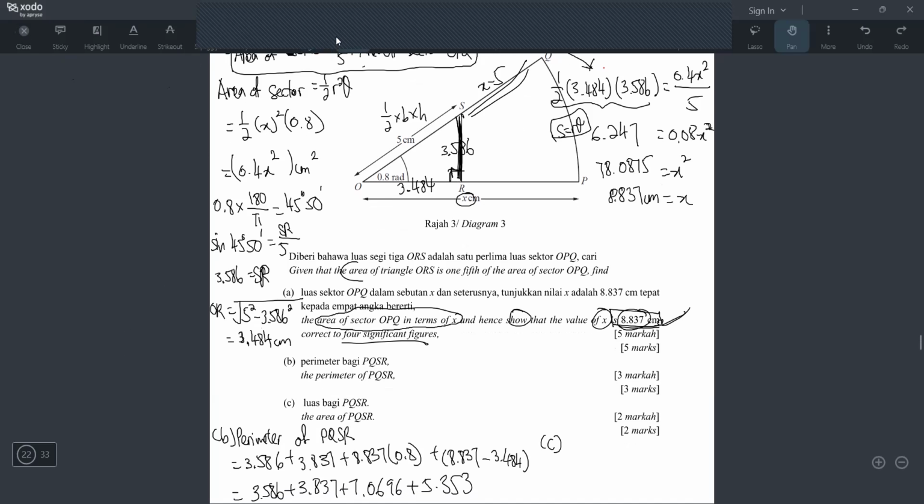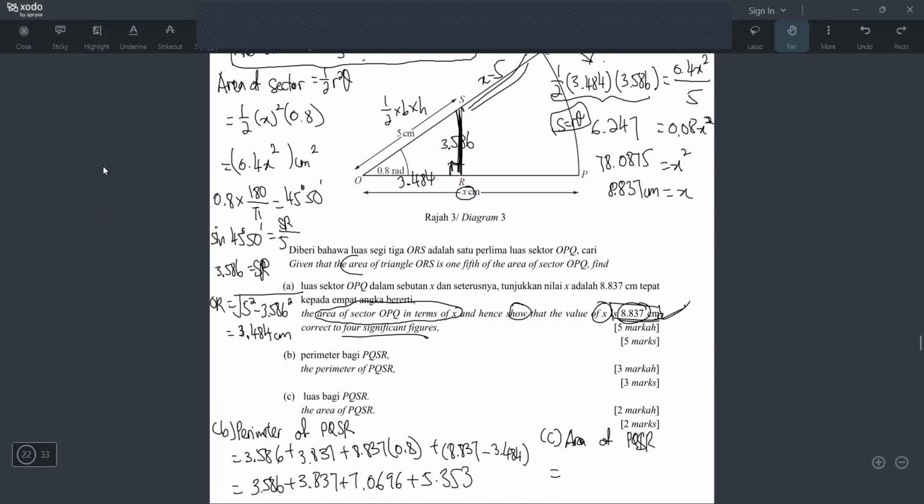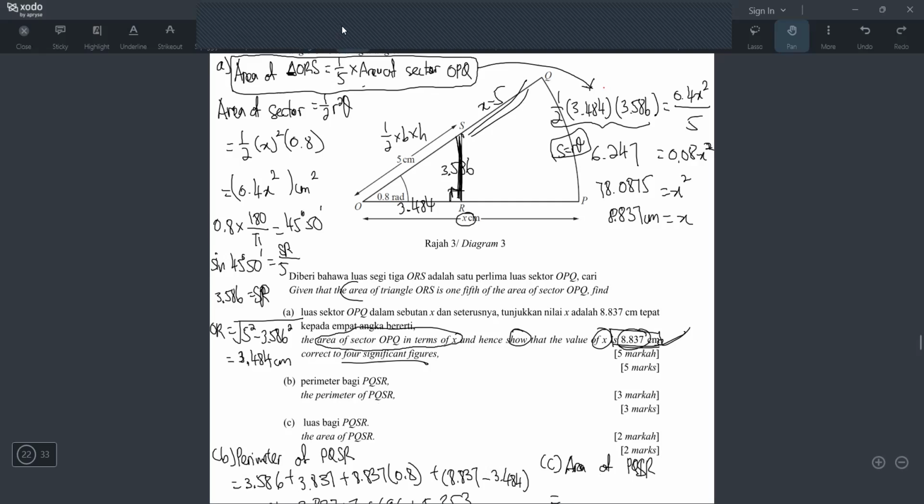Okay, C. Find the area of PQSR, which is the same area just now. I think I have to take area of sector minus area of triangle. Do you agree? Because PQSR is this one, right? So we cannot find the area directly. You have to take area of sector minus the area of triangle.